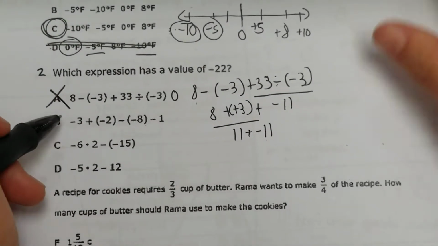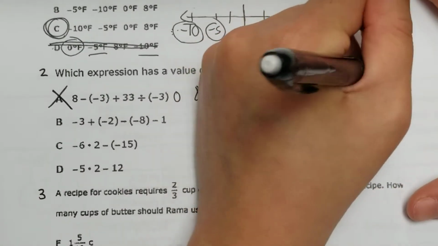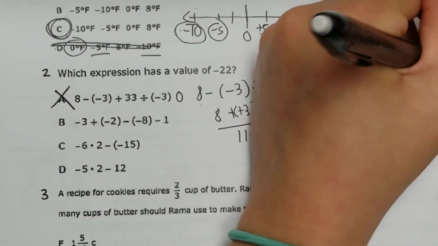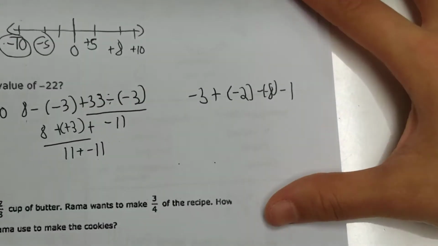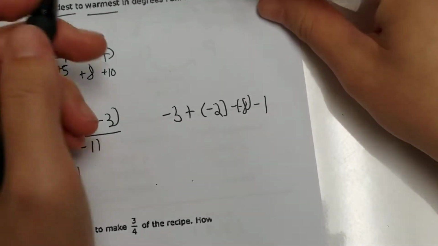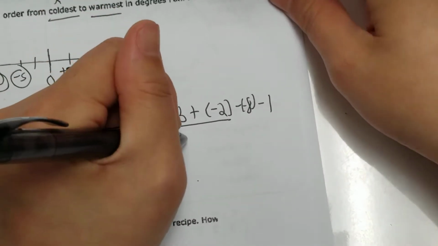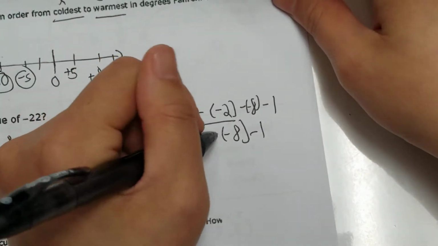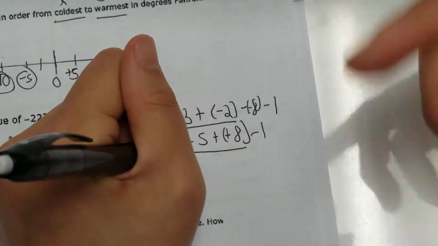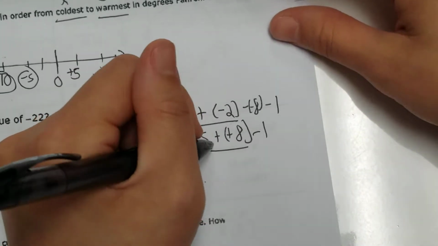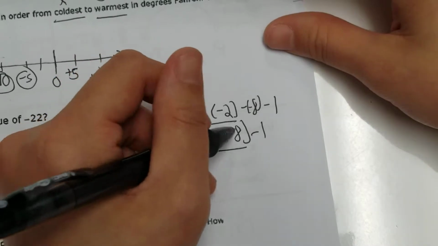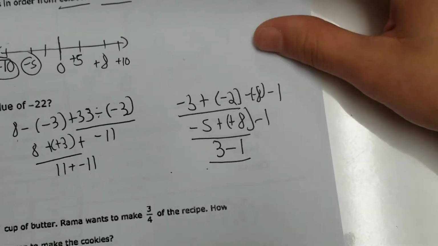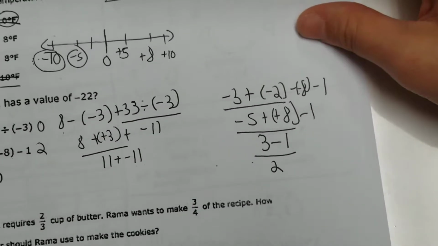Now we have this one. We have negative 3 plus negative 2 minus negative 8 minus 1. So we're going to be doing this first, which is negative 5 minus negative 8 minus 1. Same, change again, or add the opposite. Either way, we have negative 5 plus 8, which is positive 3. Last but not least, we have 3 minus 1, which is 2.